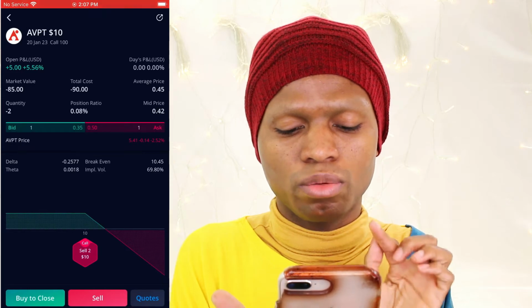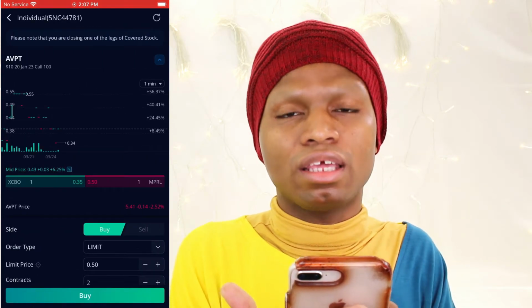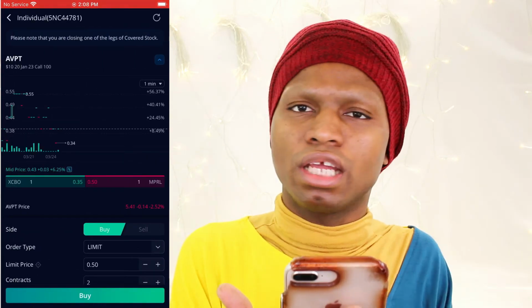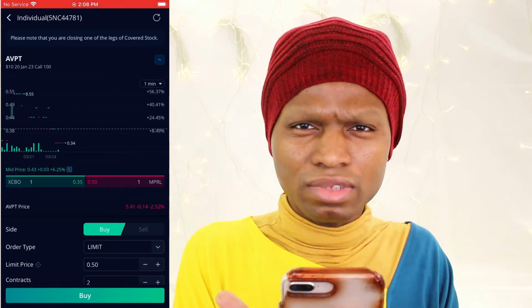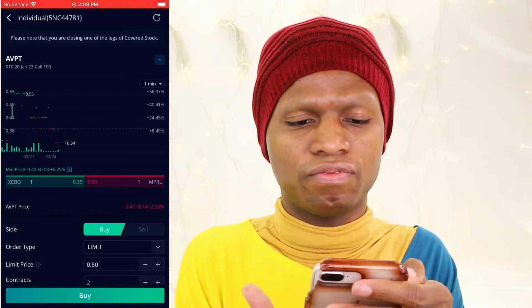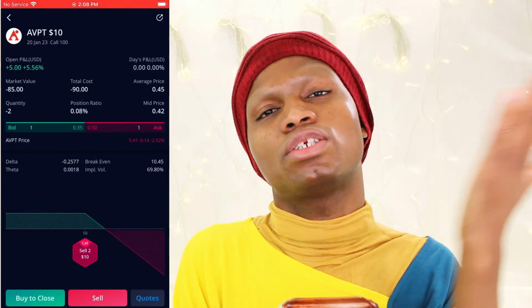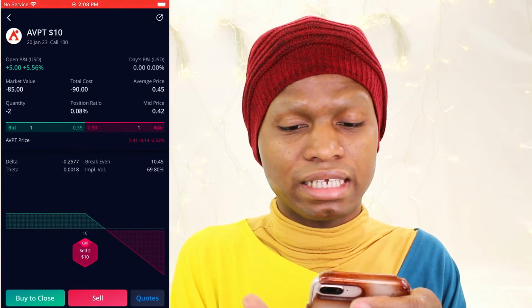Go buy to close, look at the bid and ask. You can put your bid even lower and see if it gets to that point, then it sells off for you. Try it every day until it goes through for you, and this is the easiest way to do that.